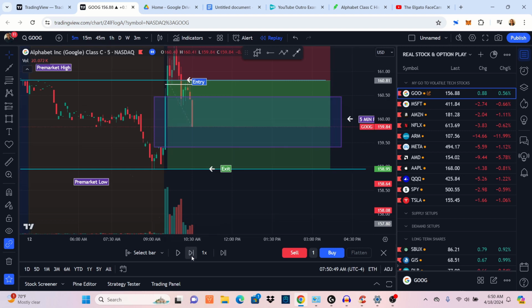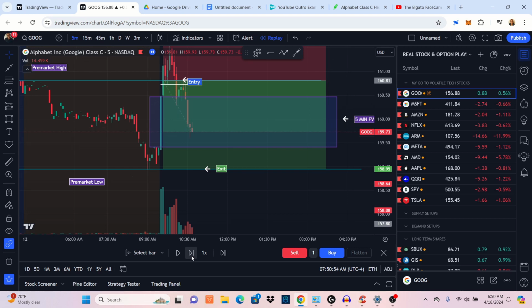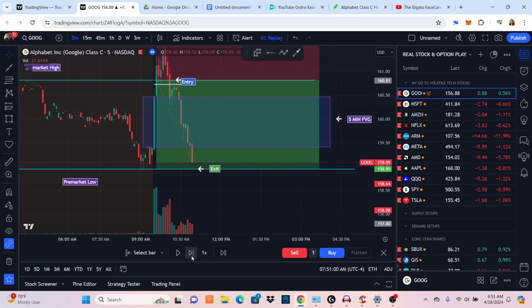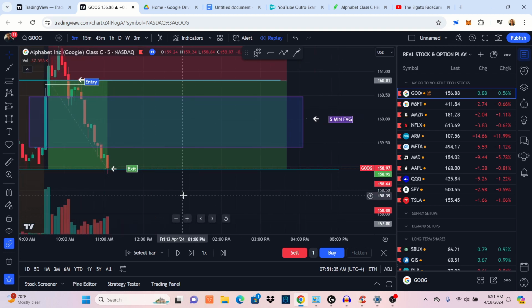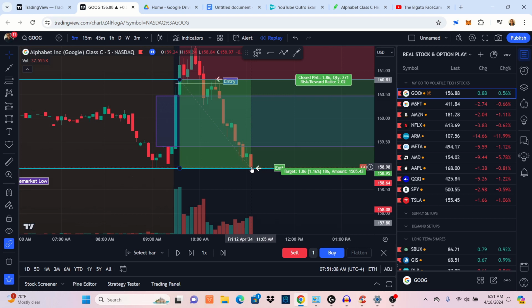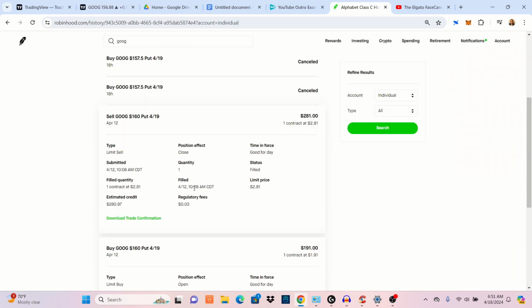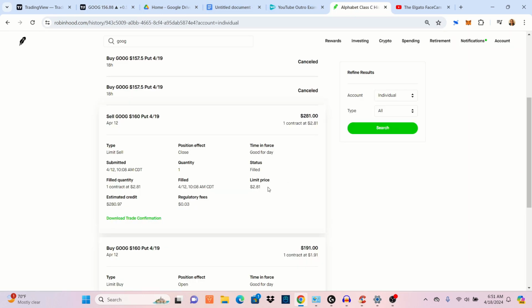Keeps going, keeps going, and boom. Note the time. Was it 11:05? Make sure I got it in. Okay, 10:08. Remember, I'm 1 hour behind. So essentially, that's where it hit the price, and I was able to lock in that profit at 281. And again, this is real, regulatory fees. This is the real deal.